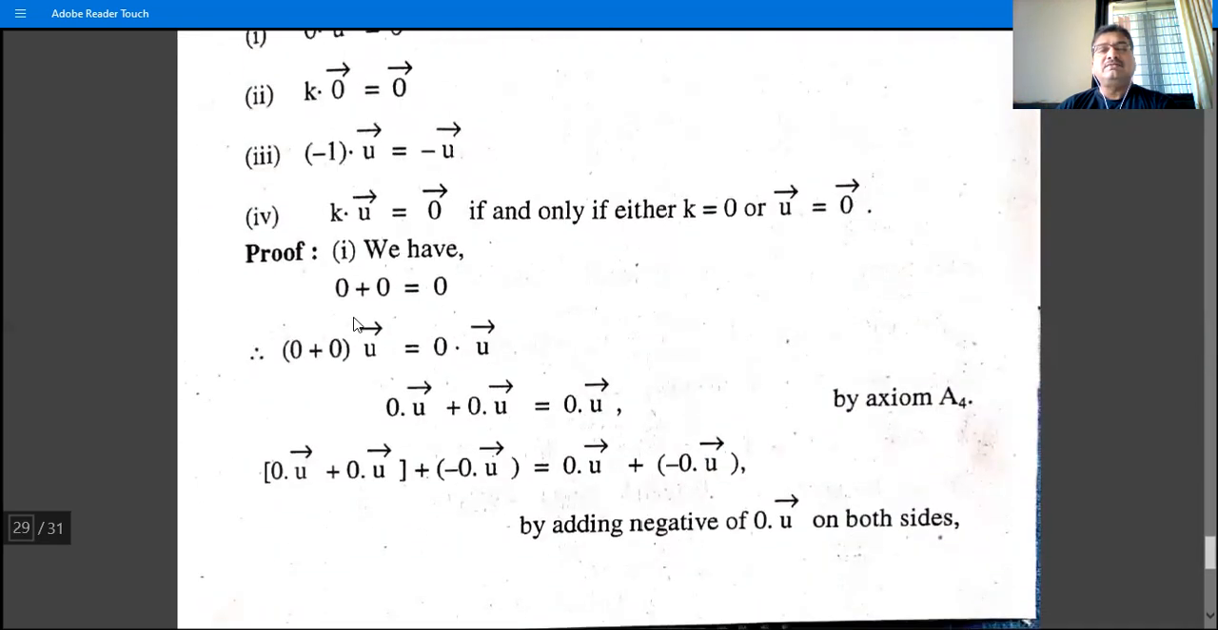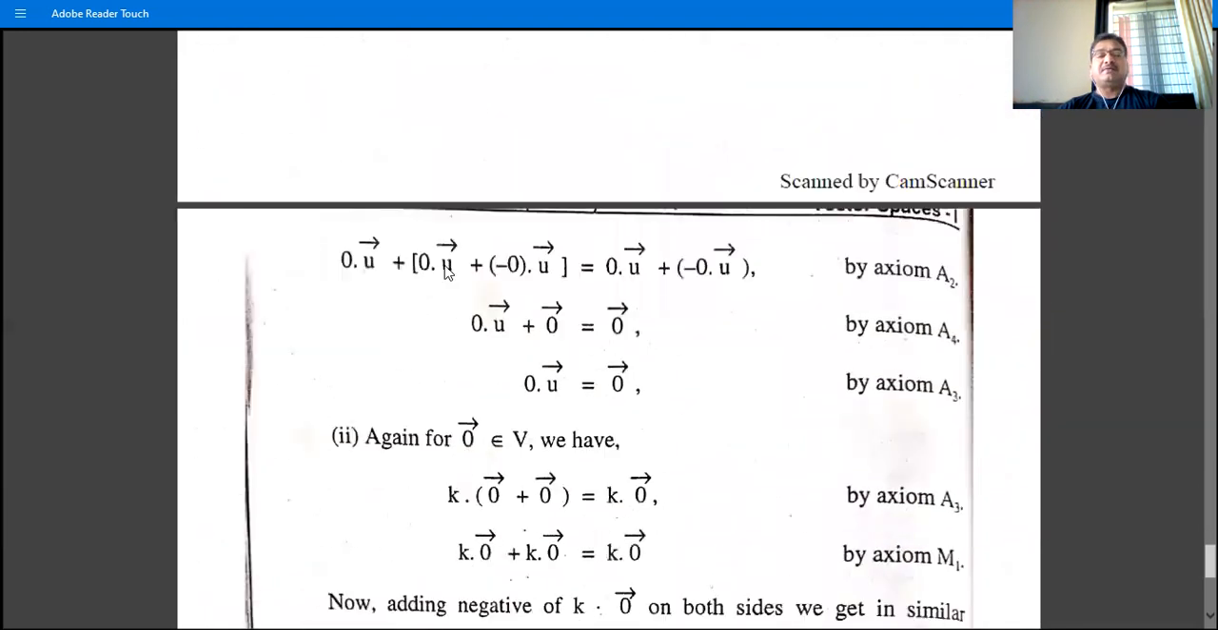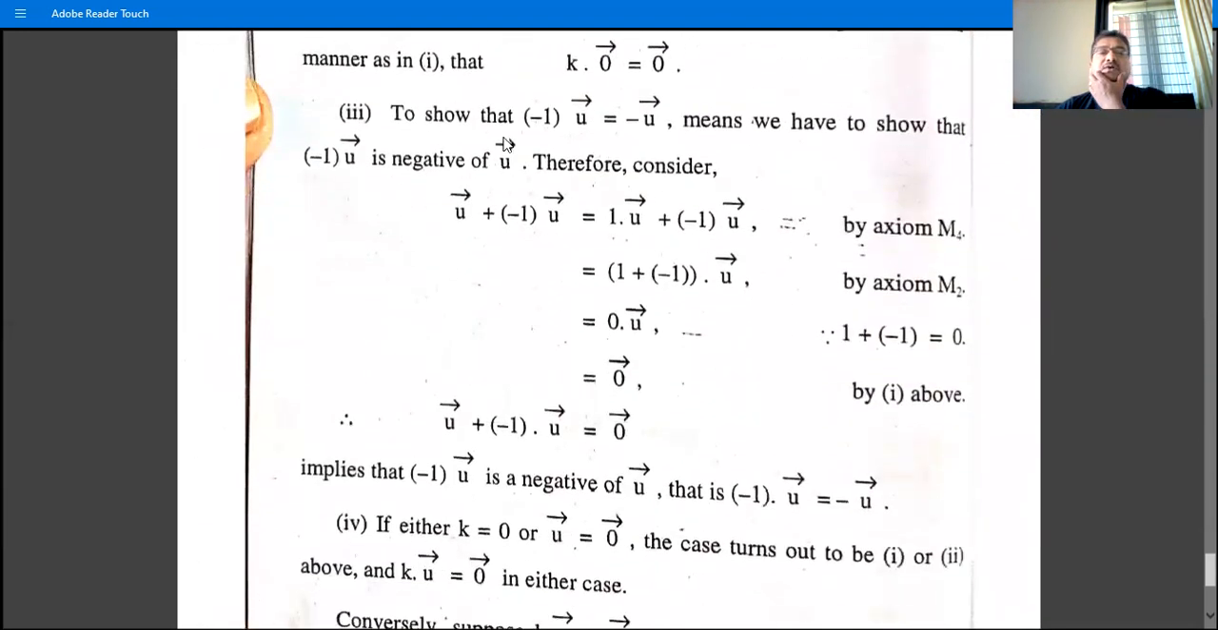Then the third one: we have to prove minus 1 into u̅ is minus u̅. What is minus u̅? Minus u̅ means the negative of u̅. So we have to show the negative of u̅ is minus 1 into u̅. That means we have to show minus 1 into u̅ is the negative of u̅.